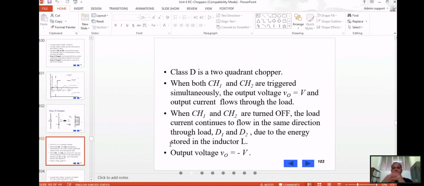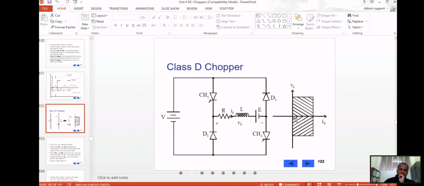And due to the energy, whatever was on during the period when the chopper is on, that energy will be stored in the inductor. So the output voltage at this time, when it is off, V naught will be equal to minus V. In this case, in the fourth quadrant, the output voltage will be negative. Just try to focus on this fourth quadrant. At this period, in the fourth quadrant, the current is positive, but the voltage is negative.